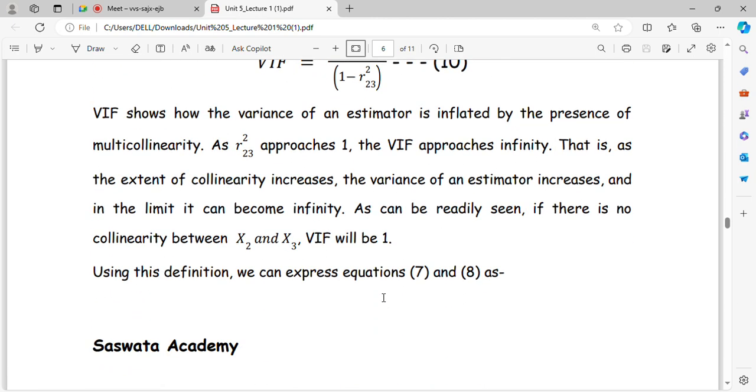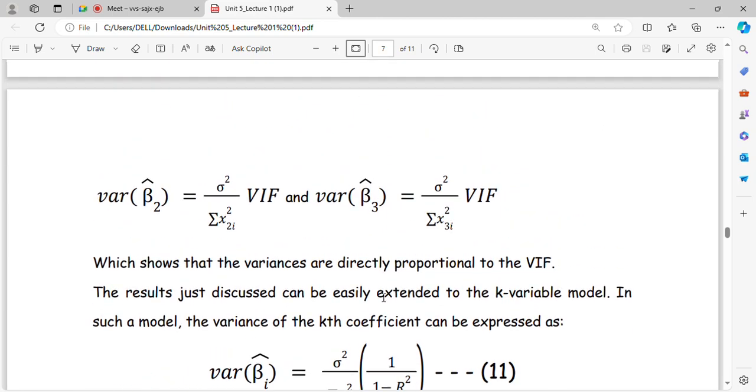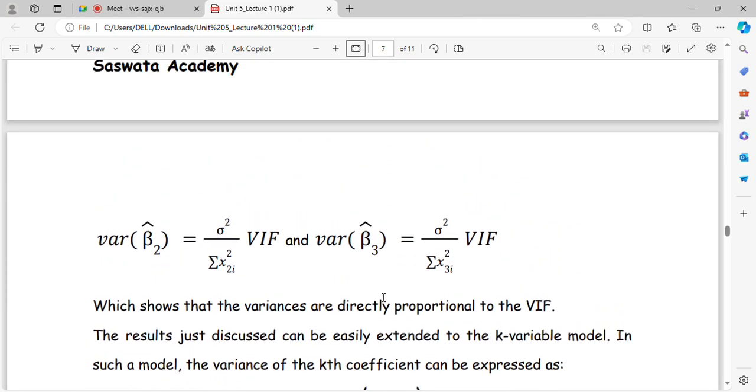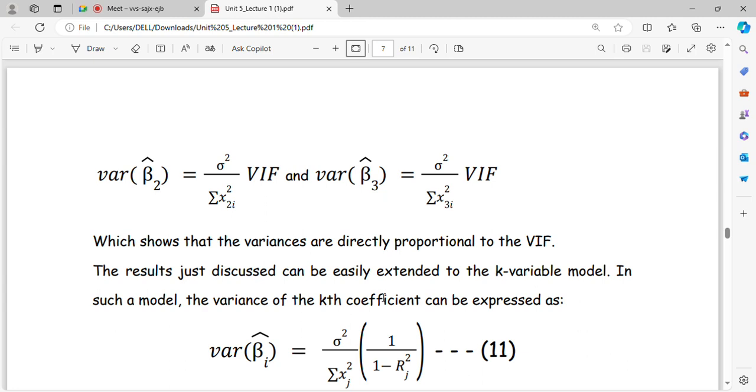So using this definition, we can express equations 7 and 8 like this. Because we know that variance of beta 2 hat equals sigma square by summation of small x2 square times 1 by 1 minus r square 2 3. And since 1 by 1 minus r square 2 3 is VIF, we can easily write variance of beta 2 hat equals sigma square by summation x2 square times VIF. That means if VIF increases, then variance of beta 2 hat will increase, which shows that the variances are directly proportional to the term VIF.